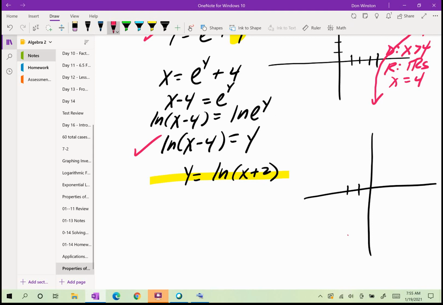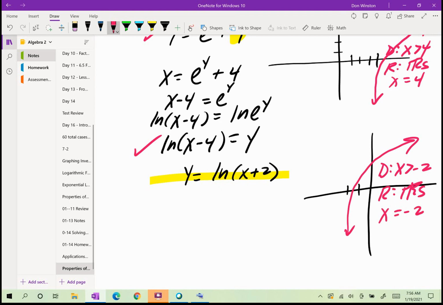I'll have a vertical asymptote at x is equal to negative 2. I can't have anything less than negative 2, otherwise I get a negative in the domain. The domain of a log function has to be greater than 0. So when I look at this, my domain should be x is greater than negative 2. The range will be all real numbers, and then my asymptote will be at x is equal to negative 2.